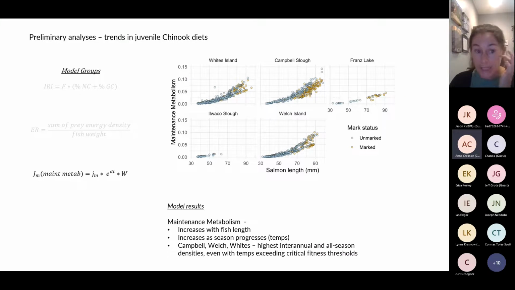And last, maintenance metabolism looks at metabolic upkeep. As you can see, there's some coefficients in there. Two of them relate to weight and water temperature. So as water temperature increases, as we heard, and as weight and length increase, metabolic upkeep is going to increase as well. This plot has length on the x-axis and maintenance metabolism on the y-axis. They are color sorted by marked or unmarked status, and obviously as they get bigger, they have higher metabolic upkeep.